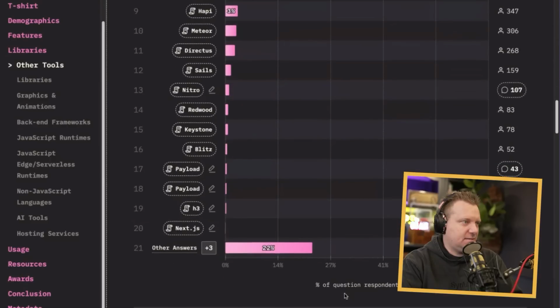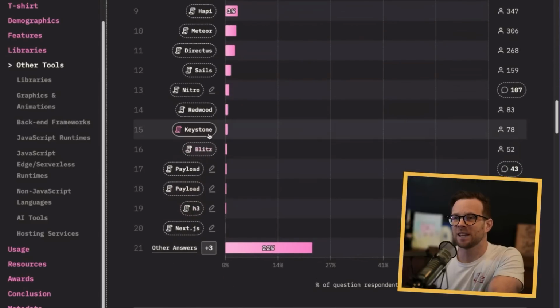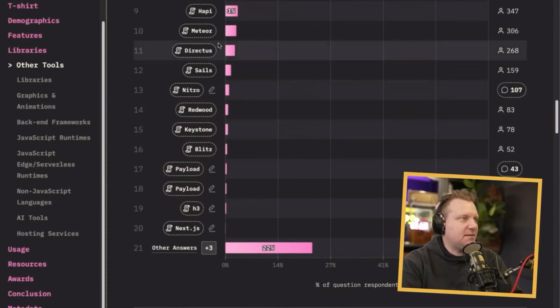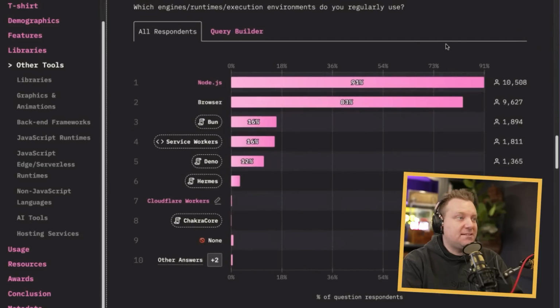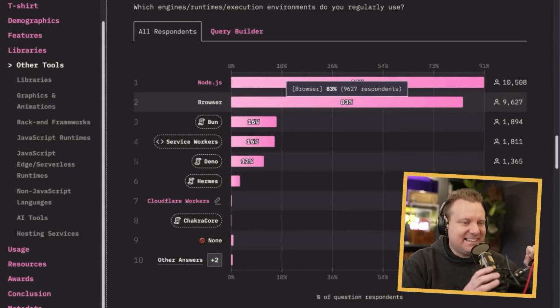Payload 36. That's more entering the CMS space. Yeah. We need to do a CMS episode. I'm down for that. All right. JavaScript runtimes. 91% of people using Node and 83% using browser. We had the same thing last year.